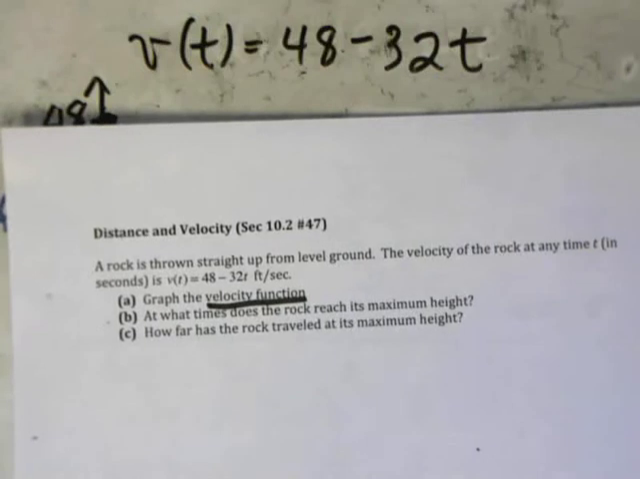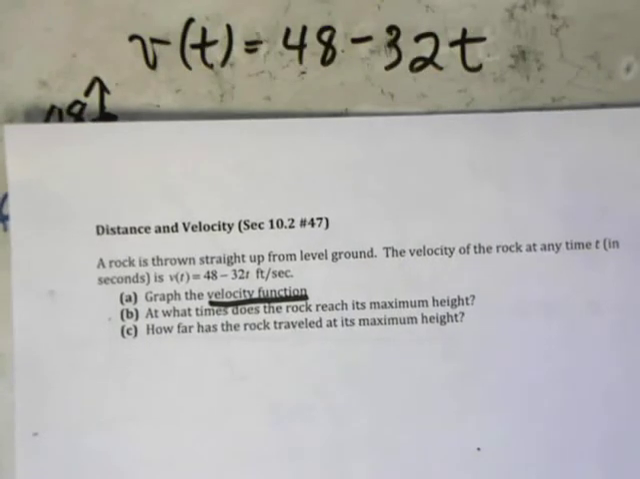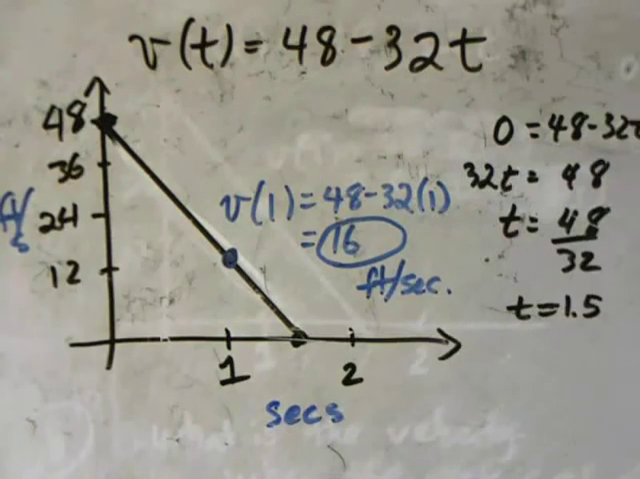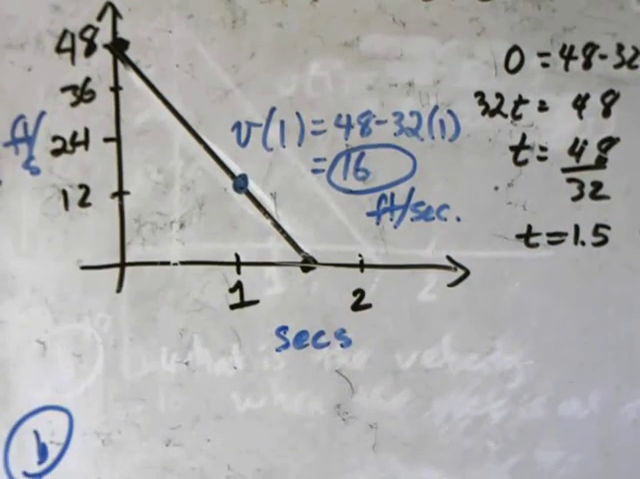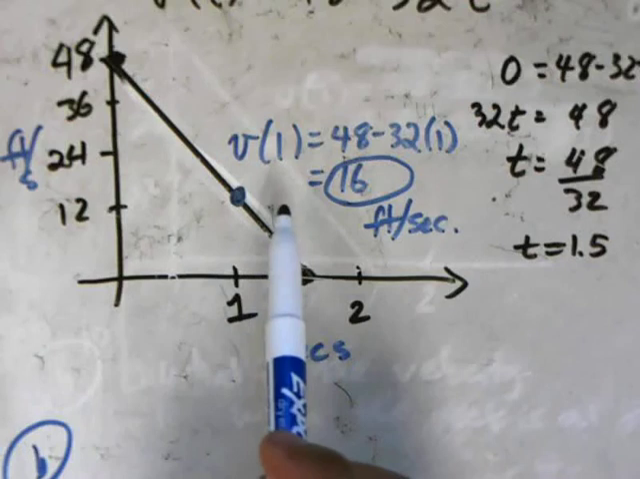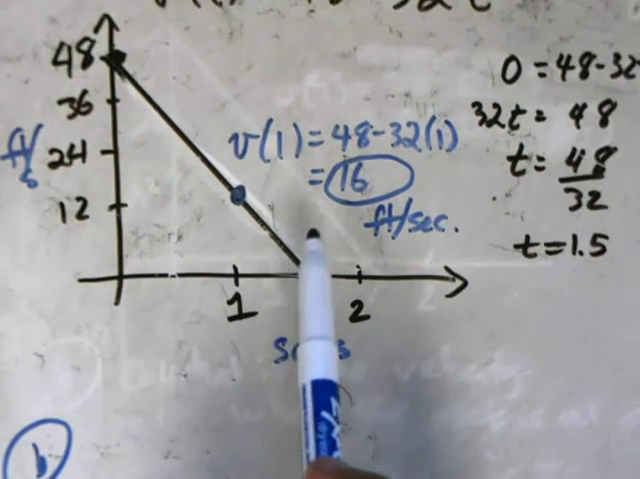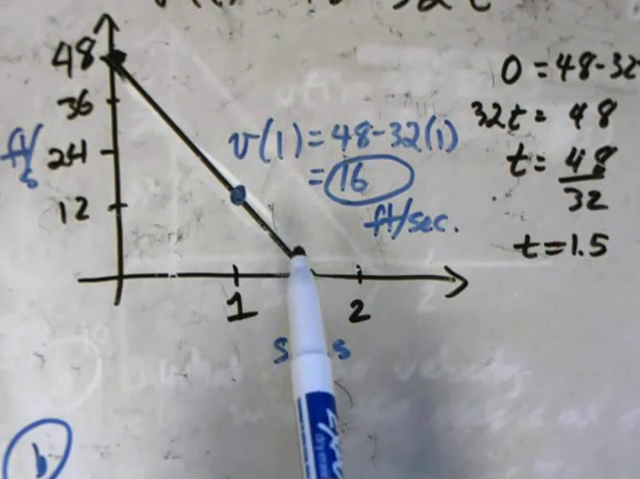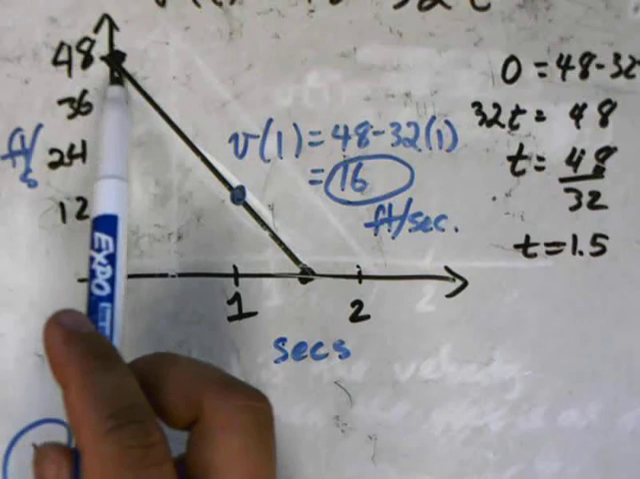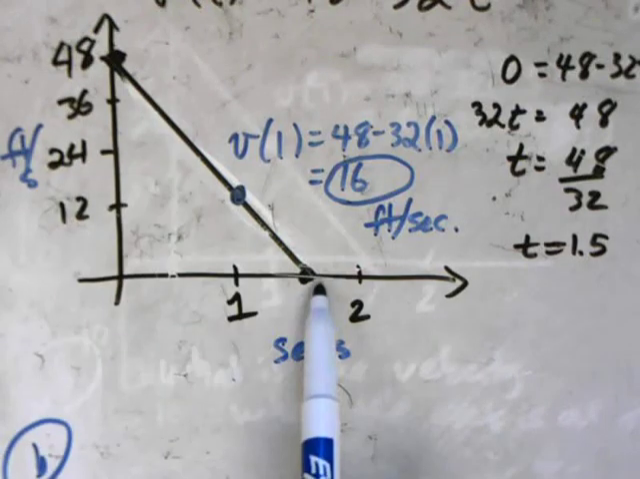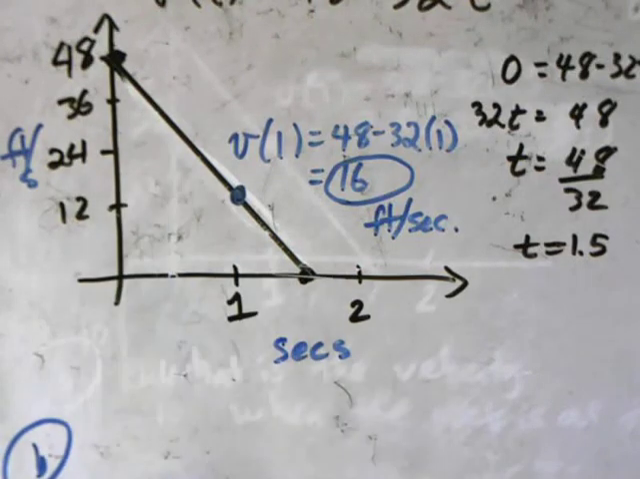Part B, at what time does the rock reach its maximum height? Okay. And notice here the question is, when does it reach its maximum height? But looking at the function here, again, this is a velocity function. It tells us nothing about the height. We don't really know how high the rock is at any particular point on this graph. We only know how fast it's moving.